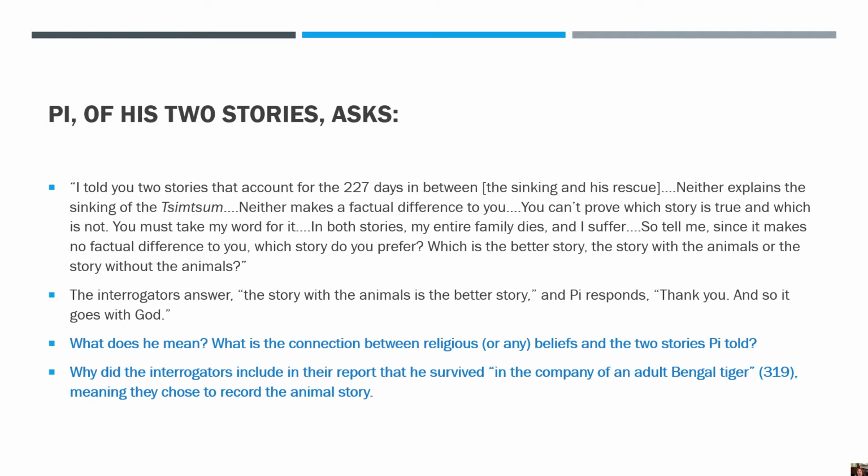What is the connection he's making between any set of beliefs, religious or none, and the two stories that he told? Why do the interrogators in the report conclude that he survived, quote, "in the company of an adult Bengal tiger"? They chose the animal story, even though earlier in the interrogation they questioned it and said no one's going to believe that, and they were supposed to be making this report that would be believable.